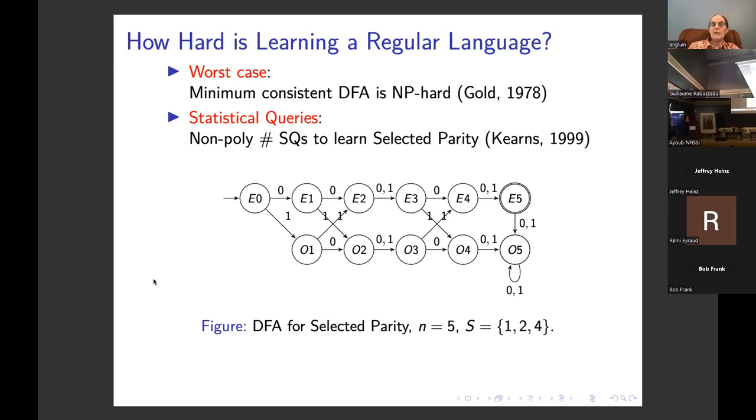Why do we care about statistical queries in this context? Well, a lot of variants of gradient descent can be implemented with statistical queries. That is, they depend on information that you could gather using statistical queries. So a lower bound on statistical queries gives us a lower bound on these variants of gradient descent.